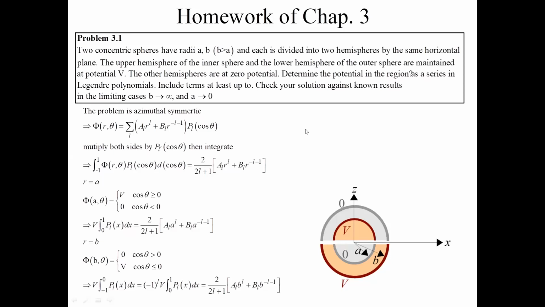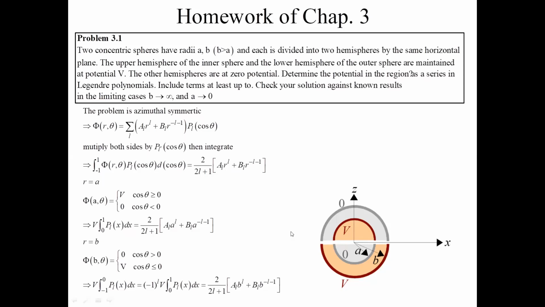So today we are going to talk about the homework of chapter 3. Okay, so for the first question, we want to look at problem 3.1. Here we have two concentric spheres, which have radii A and B.